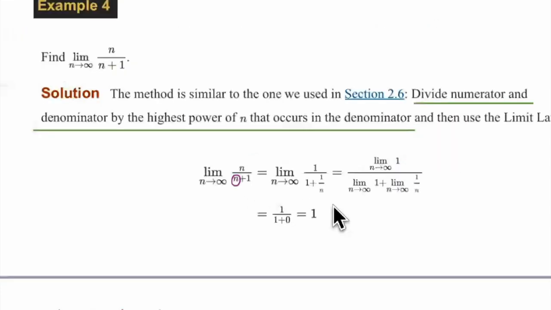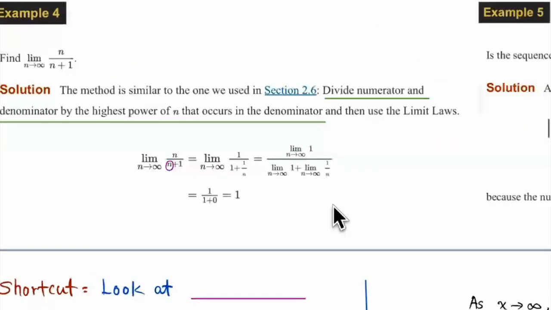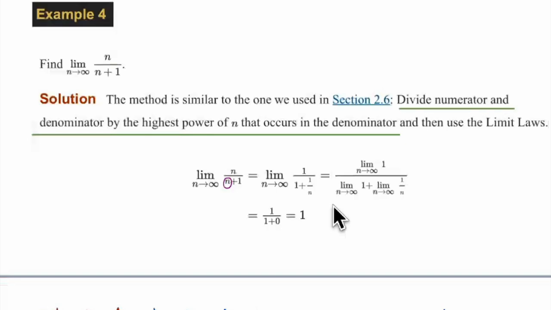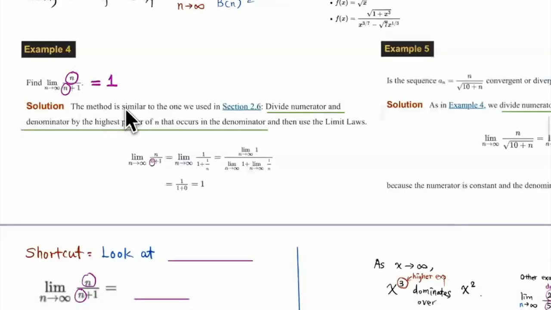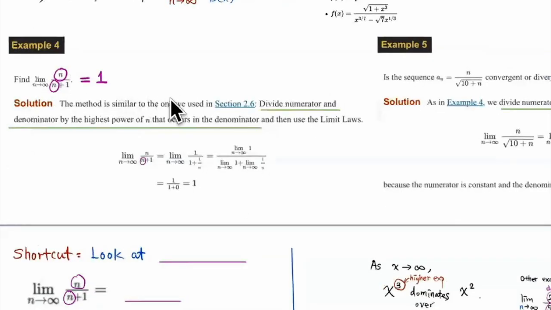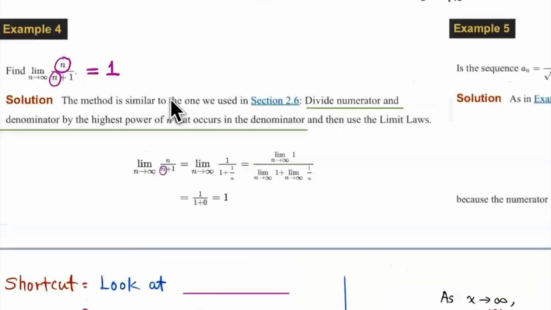But how about we use our shortcut to do it? Can we use our shortcut? What's our shortcut? We look at the dominating chain, n over n, right? So the limit of this will be equal to what? n over n, which is 1.